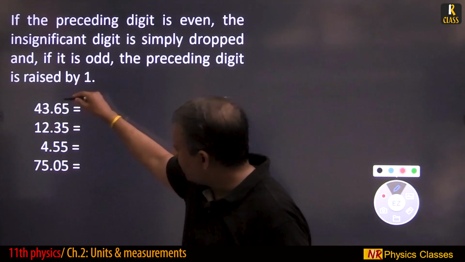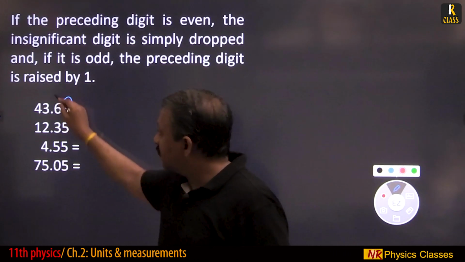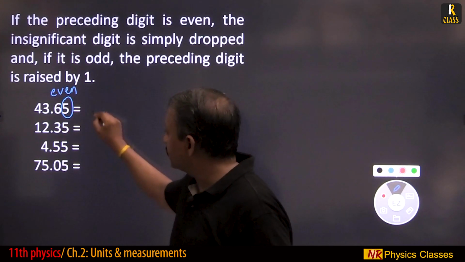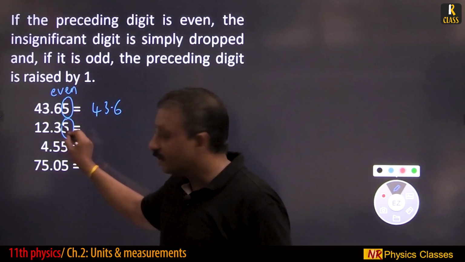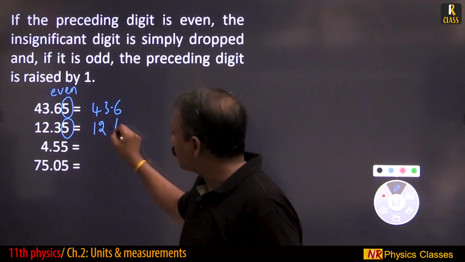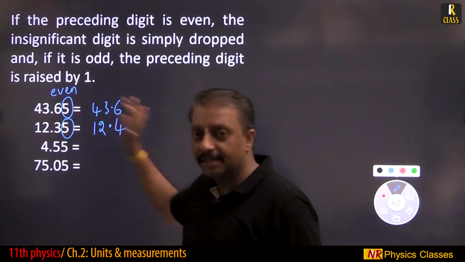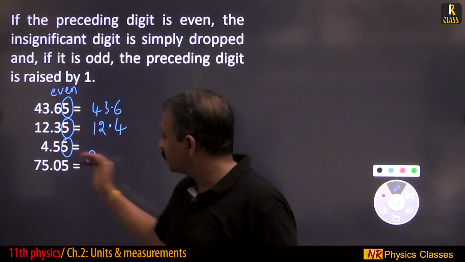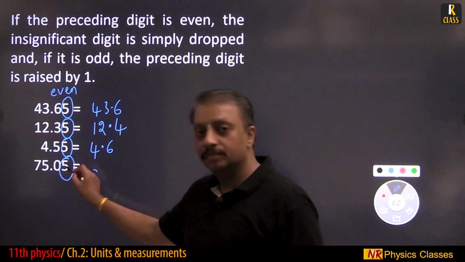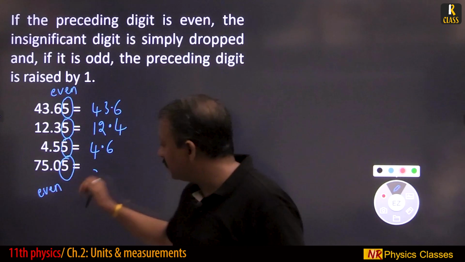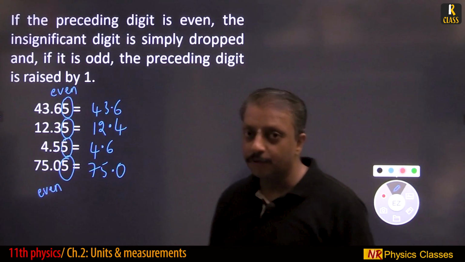Look at this, 5. In that case, it's a convention, that's all. If the previous digit is even, then retain that as it is, 43.6. This is 5. If the previous is odd, then add 1 to it, 0.4. If it is odd, add one to it. If it's even, then retain that as it is. Now 5. This is odd, so 4.6. 5. Previous is even. 0 is considered as even, right? Then 75.0. So this is how we have to use it.